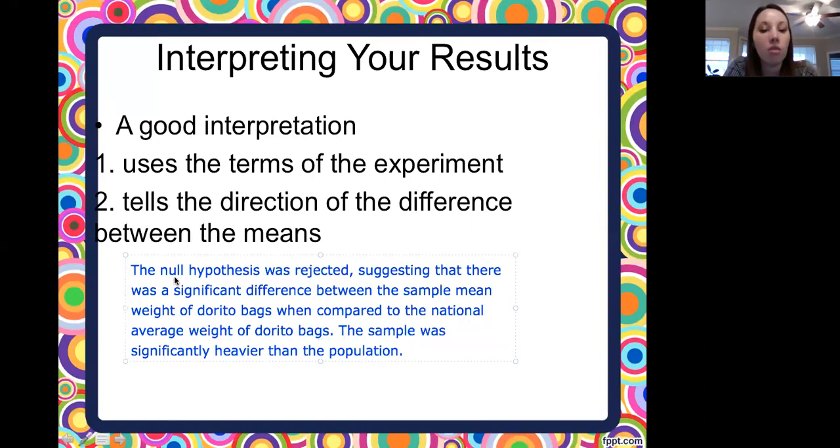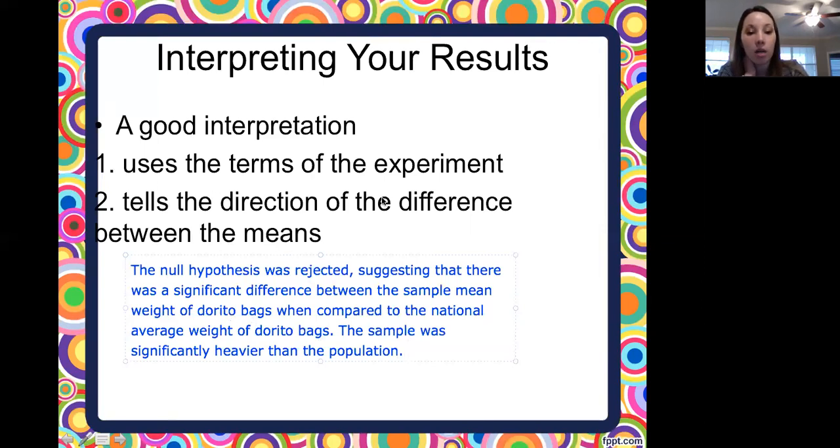Okay, so the null hypothesis was rejected. Cool, we know that. So we're suggesting that there is a significant difference between the sample mean weight of Dorito bags when compared to the national average weight of Dorito bags. So I'm saying that there is a significant difference between our sample and our population, and I'm using the terms of the experiment. I'm saying that we're talking about the weight of the Dorito bags. So that's using the terms of the experiment.